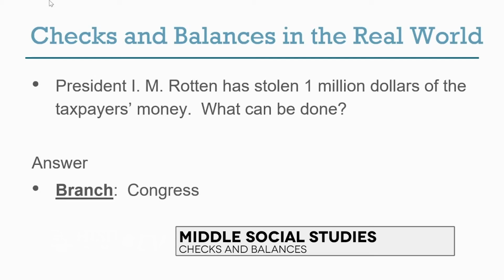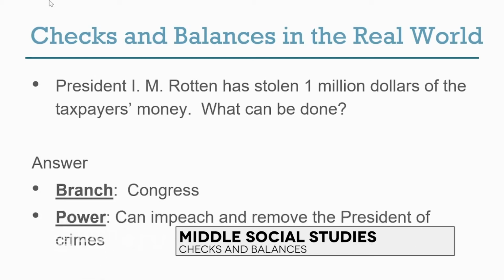And how are they going to check him? What power are they going to use? Oh, they can impeach and remove the president from office for this particular crime. So again, the House impeaches the president, brings charges against him or her, and the Senate votes to remove the president or not to remove the president. Let's take a look at another scenario.